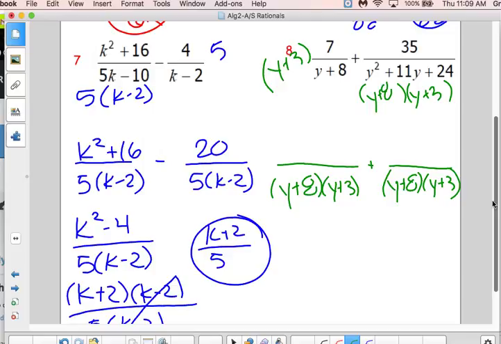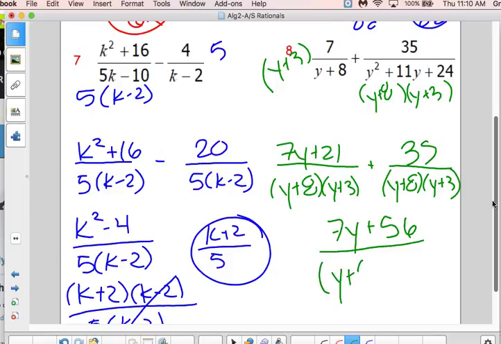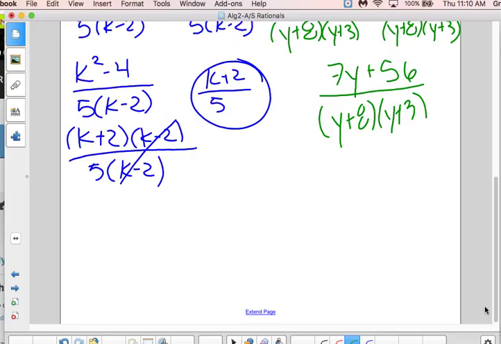Yeah, 7y plus 21. Good. The second one, is it missing any pieces? Nope. So it's just the 35. Yep, it already has the 2 pieces, so we can just copy it down. Now do your actual adding or subtracting. How many y's? What's our constant? 56. So that's the adding and subtracting.